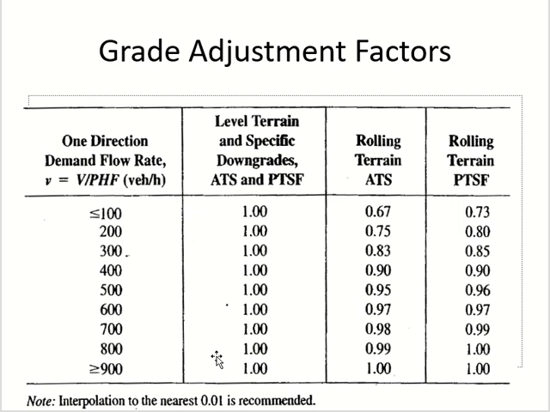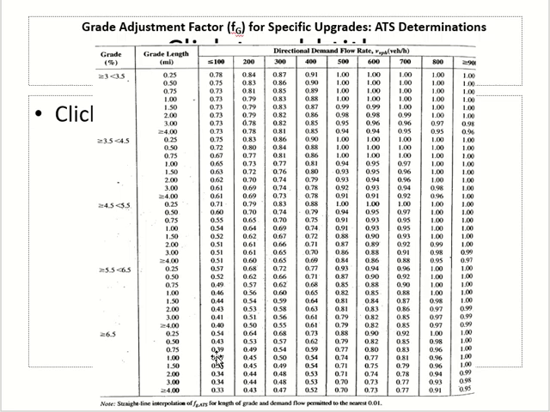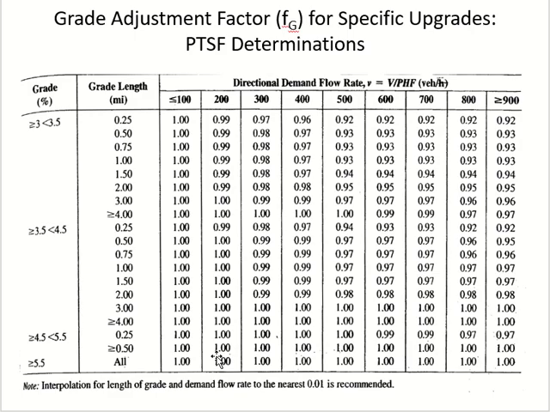It can also be what? Gradient. Okay, so what if you have a gradient? So this is the table for finding out Fg if you have a gradient. You need the value of the gradient, the length of the gradient, and again the flow rate of the direction. This table is used if you are calculating ATS. If you are calculating ATS, you will take Fg from here. If you are calculating PTSF, then you will take Fg from here.